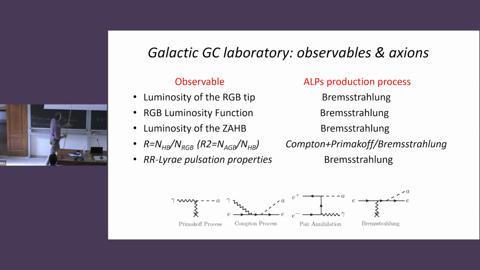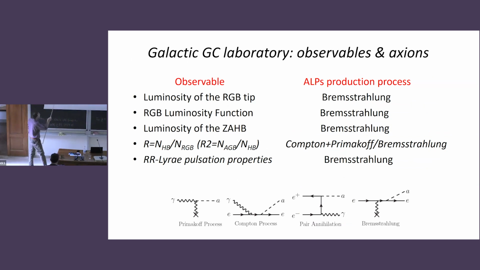Okay, so looking at these HR diagrams, we have different processes that may be activated in these evolutionary phases, that may produce axions. Here, the observable, the luminosity of the tip of the RGB, which is the point where the helium burning starts, is affected by Bremsstrahlung axion production.